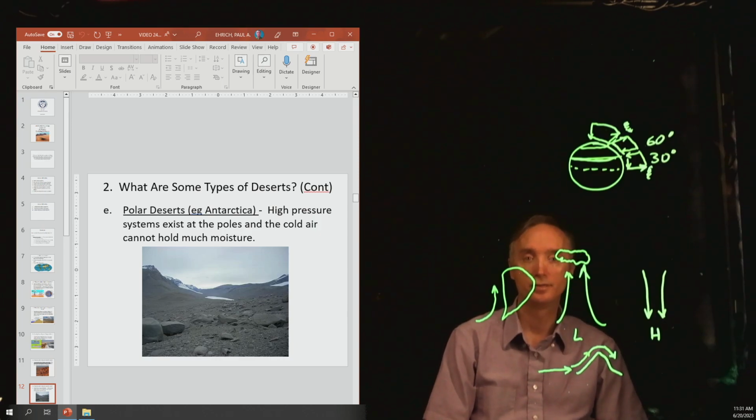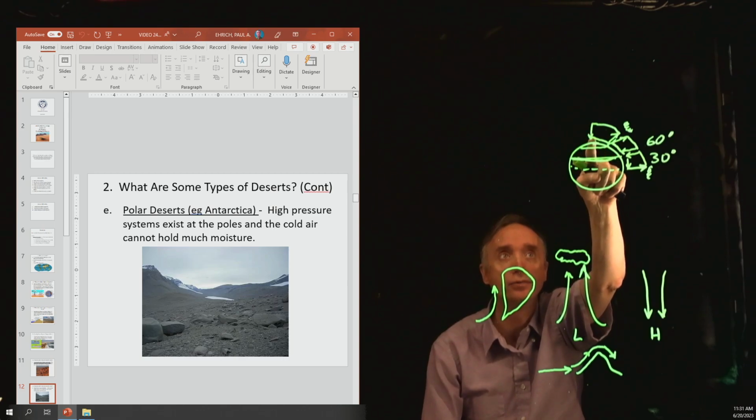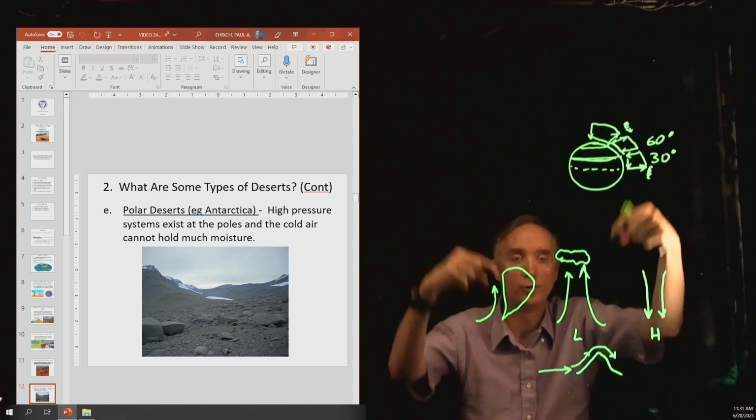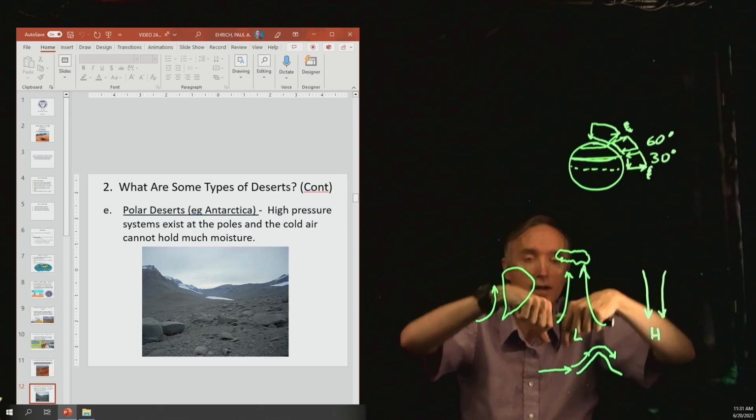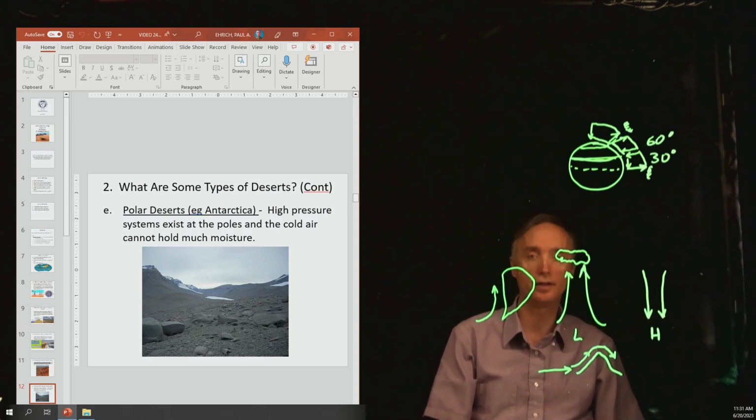Polar deserts. We mentioned up here that the air is coming down at the North Pole, and when air comes down, it doesn't allow clouds to form, so high pressure systems exist at the poles, and the cold air cannot hold much moisture. So Antarctica is actually considered to be a desert.